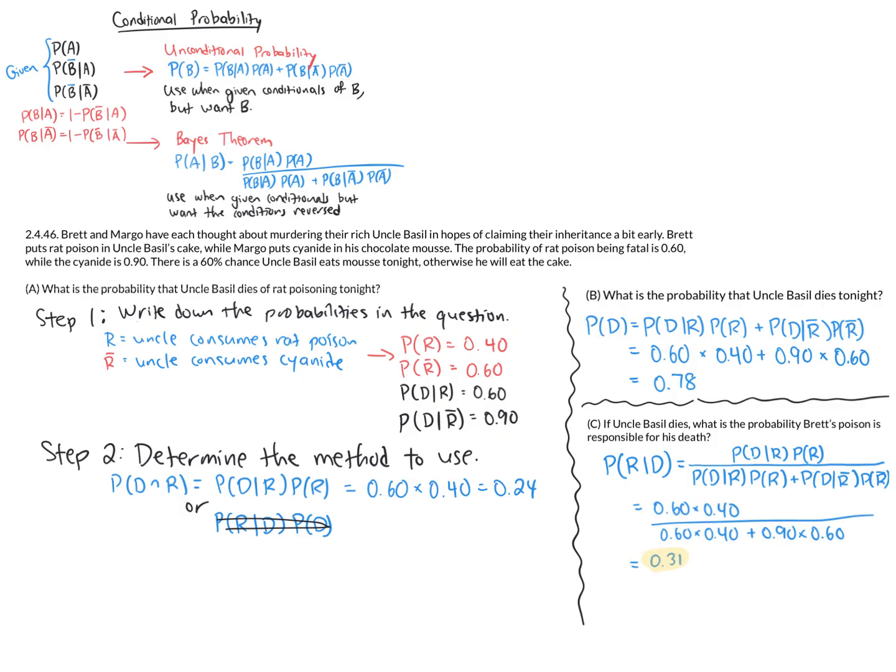Substitute in the information we have about the mortality rate of rat poison and cyanide and the likelihood that Uncle Basil has chocolate mousse or cake, and we find a 31% chance that Brett is responsible for Uncle Basil's death. So what does that mean? Well, that means that there is a 69% chance that Margot is responsible. Obviously, the police should go and look in more detail, maybe check poor Uncle Basil's stomach and see what's in there. But if we were to venture a guess, Margot is probably the killer.